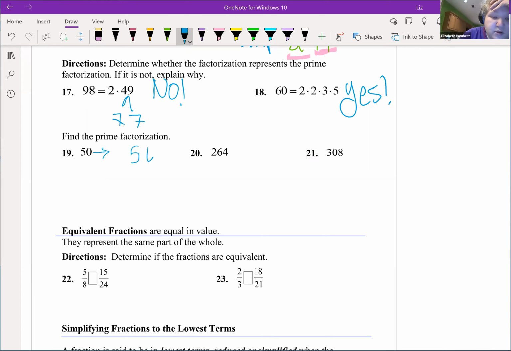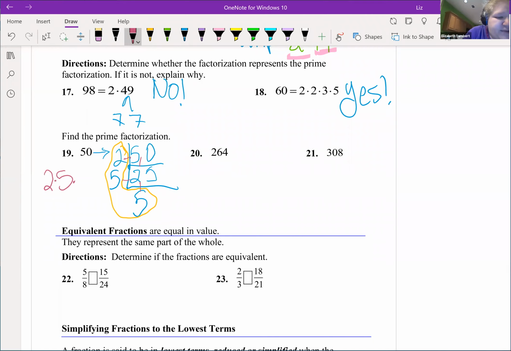50 is divisible by 2. 2 goes into 50 25 times. Then 25 is 5 times 5. And those 5s are now prime. So my prime factorization is those numbers outside. The tree diagram is in there. 50 is 2 times 25. 25 is 5 times 5. We've just turned the thing on its side and made sure the numbers lined up.